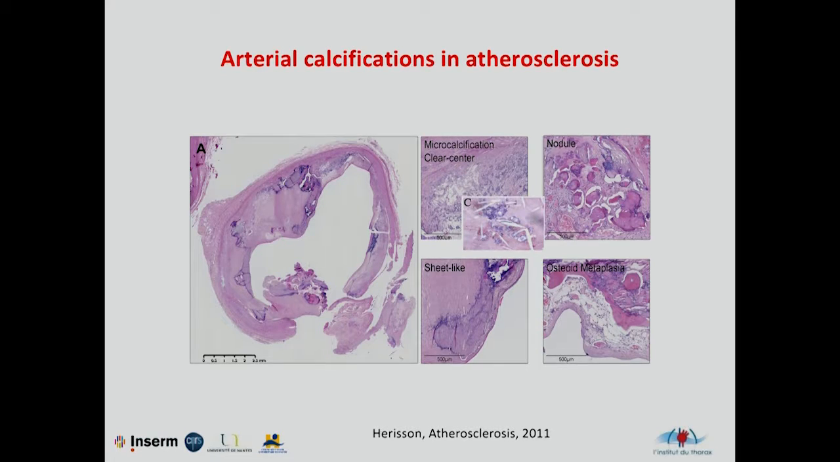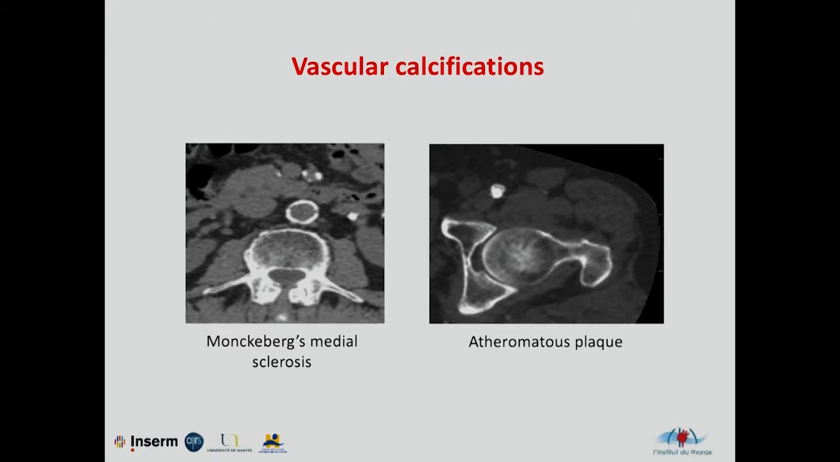Calcification is not a passive mechanism, it's also an active mechanism. We have some calcification we call microcalcification with clear center. Clear center is in fact some lipid crystals. We have some nodules. Nodules are a big calcification. We have some sheet-like calcification. And finally, we have osteine metaplasia. In fact, osteine metaplasia, you can see here.